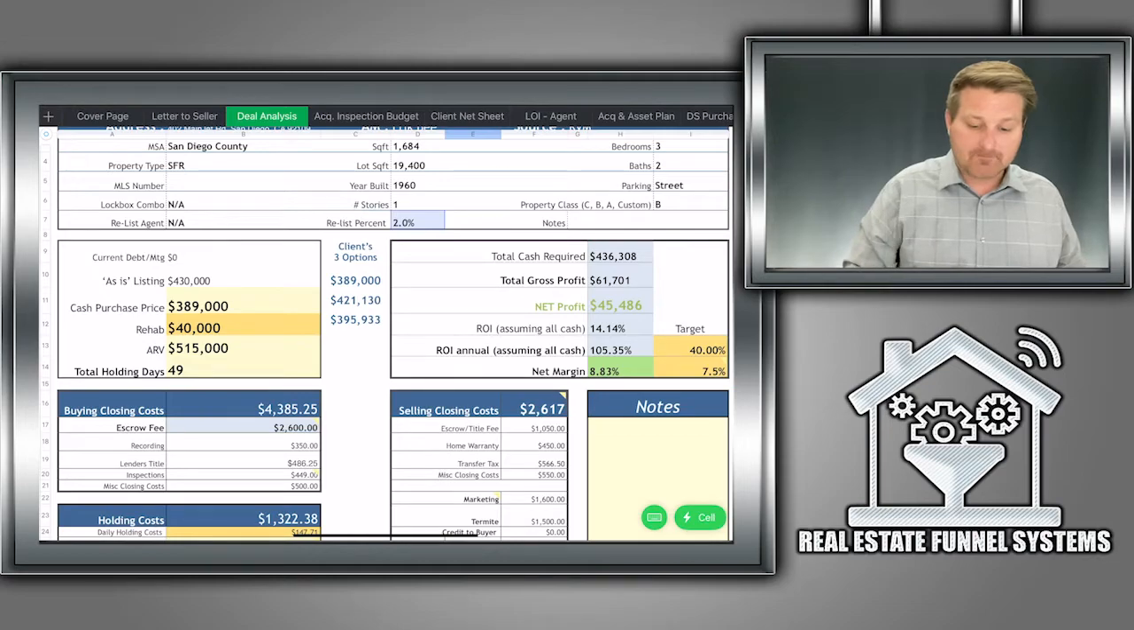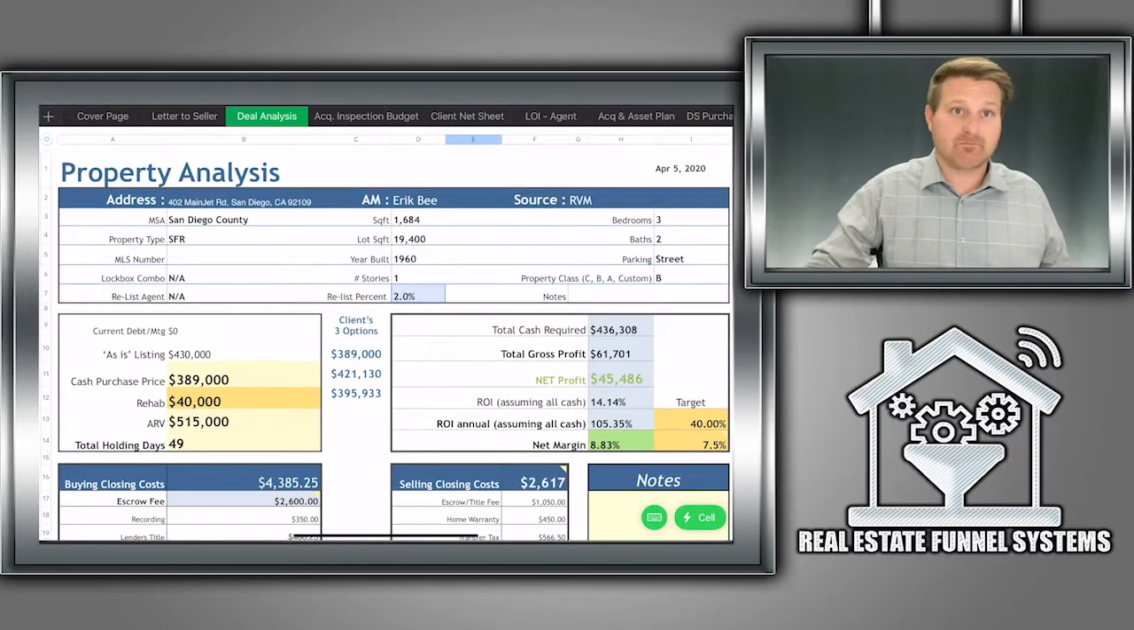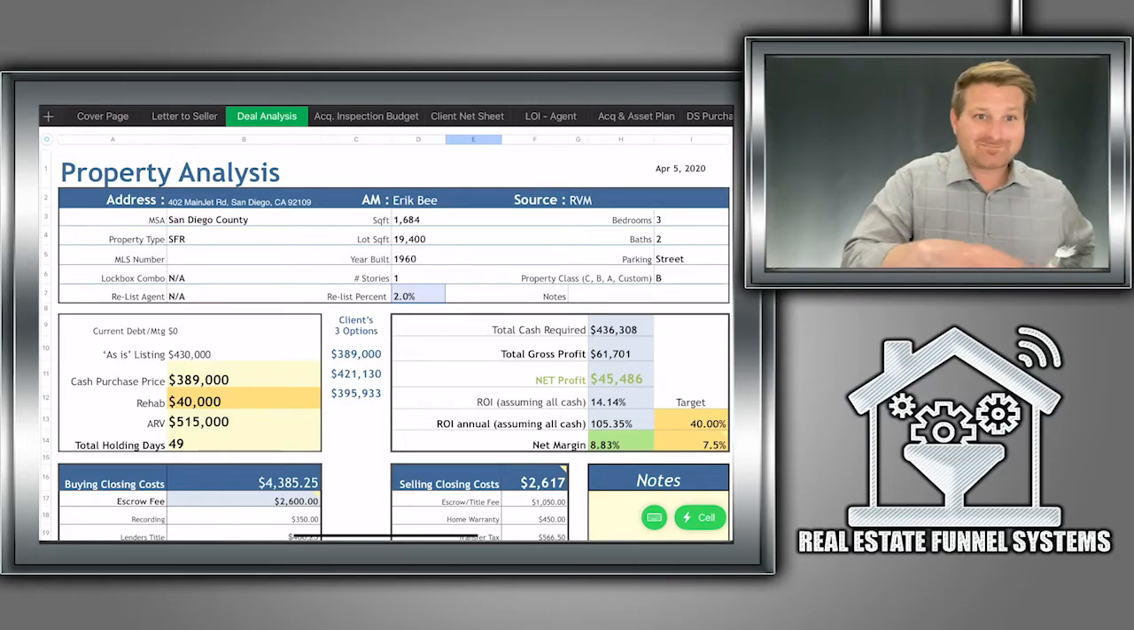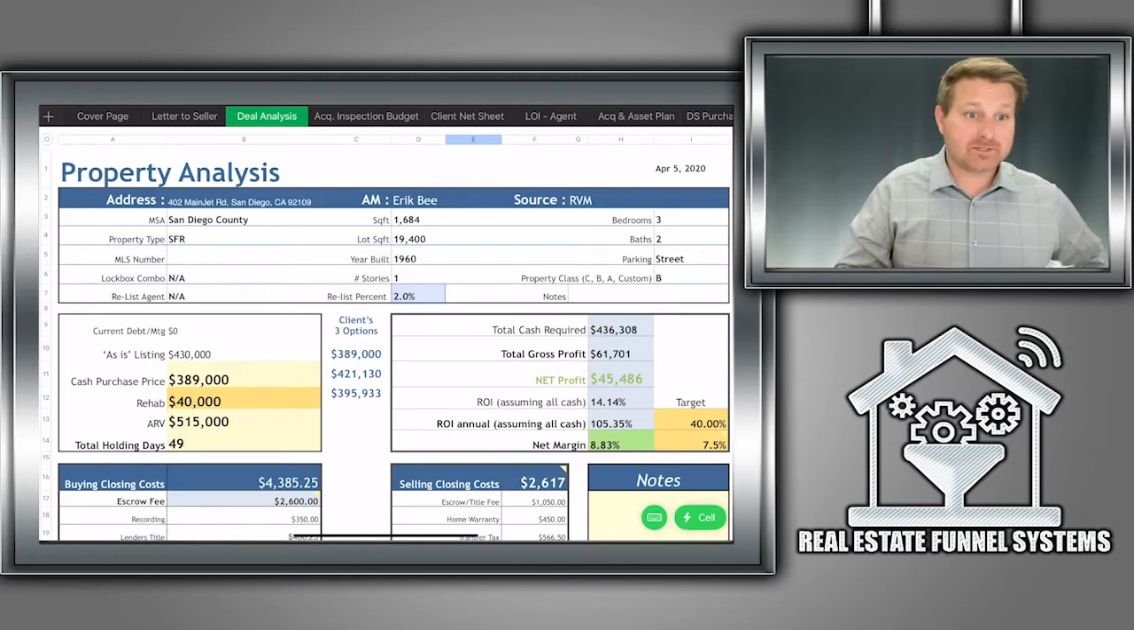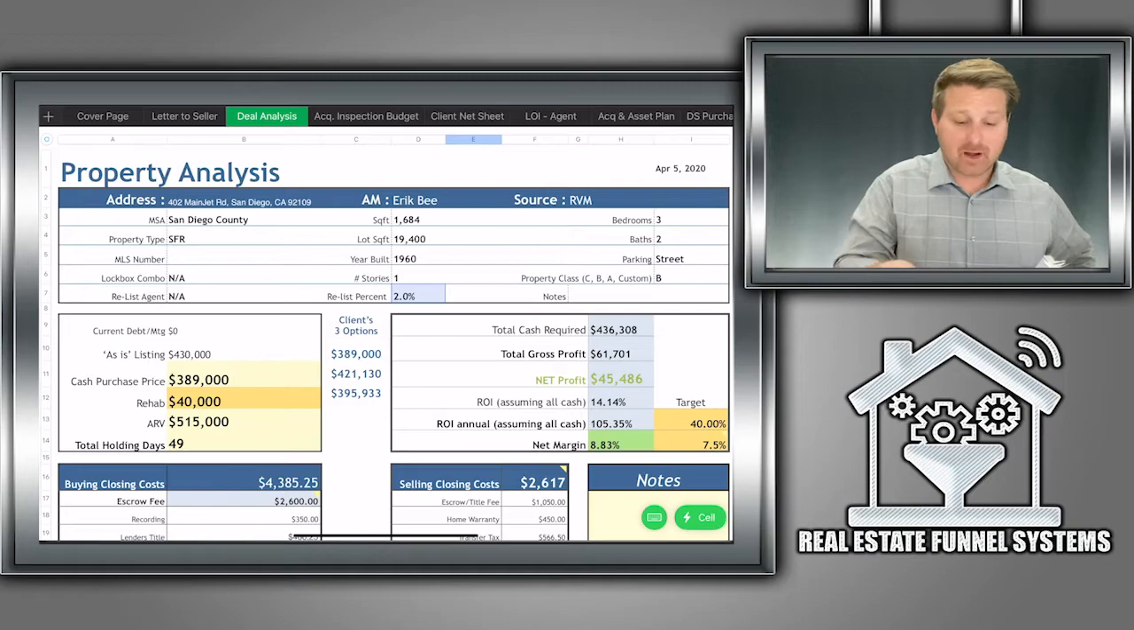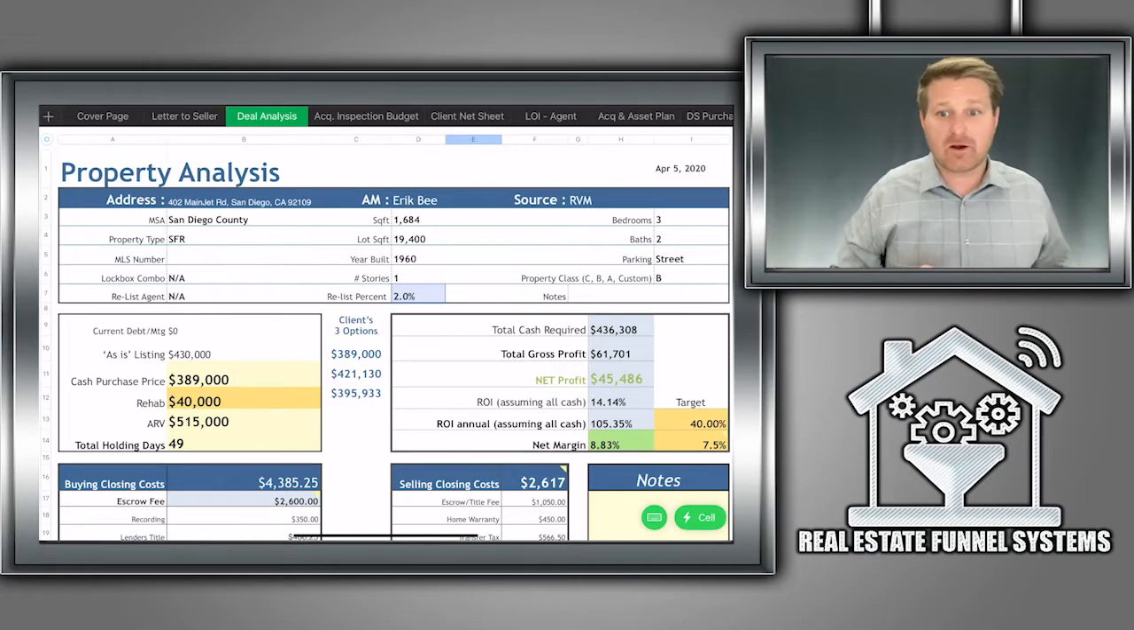So this tool is what I use as my bread and butter to understand if it's a deal or not a deal. Okay, so again, on my iPad, I do all of this. I bring my comps out. I have my comps on my iPad. I'll take notes on there. I have my deal analyzer and my purchase and sale agreement all on my iPad.